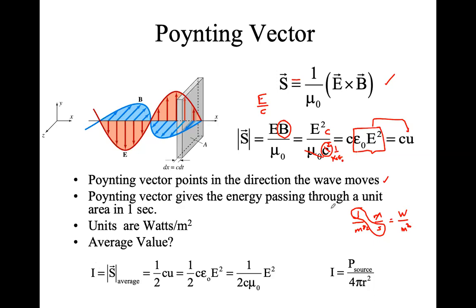All right, now where's the average? If you look, the magnitude of the Poynting vector has energy squared. So, let's see, electric field squared.